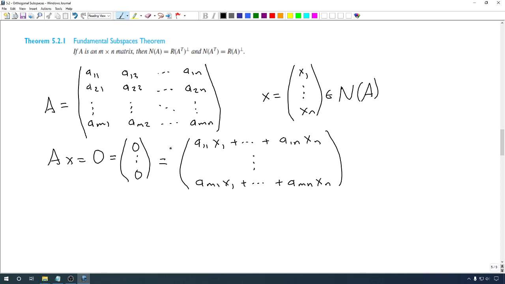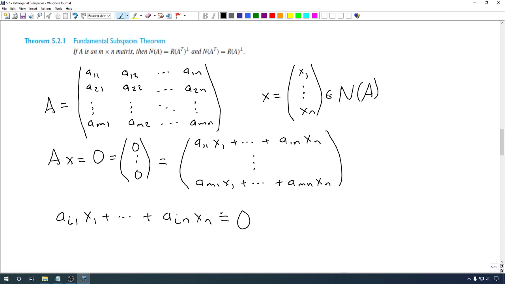But what that's saying is that for any one of these rows, say row i, we have Ai1 times x1 through Ain xn has to be 0, because this is supposed to equal the 0 vector. What this is saying is that the scalar product of row i and x, with all the x's, is 0. That means that x is orthogonal to each of the rows.